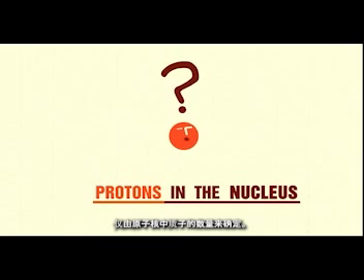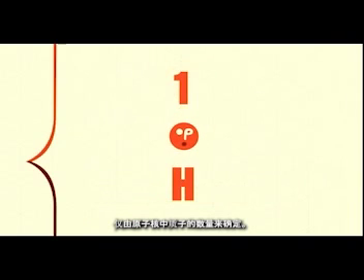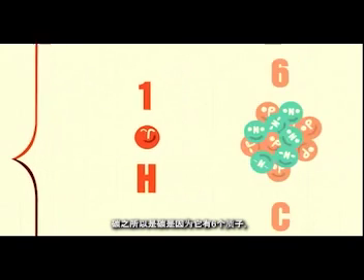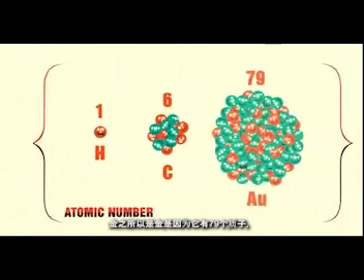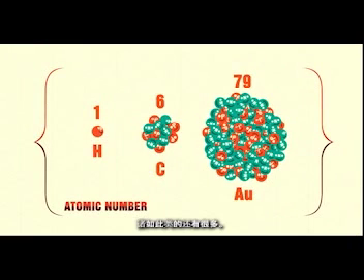The identity of an atom is determined only by the number of protons in its nucleus. Hydrogen is hydrogen because it has just one proton. Carbon is carbon because it has 6. Gold is gold because it has 79, and so on.